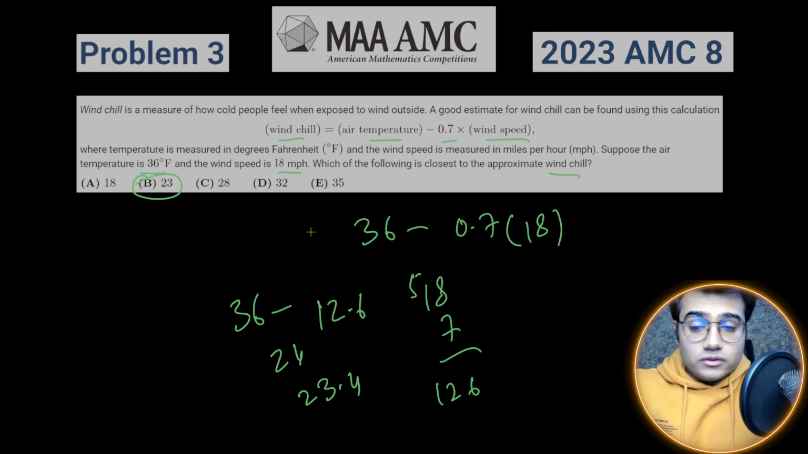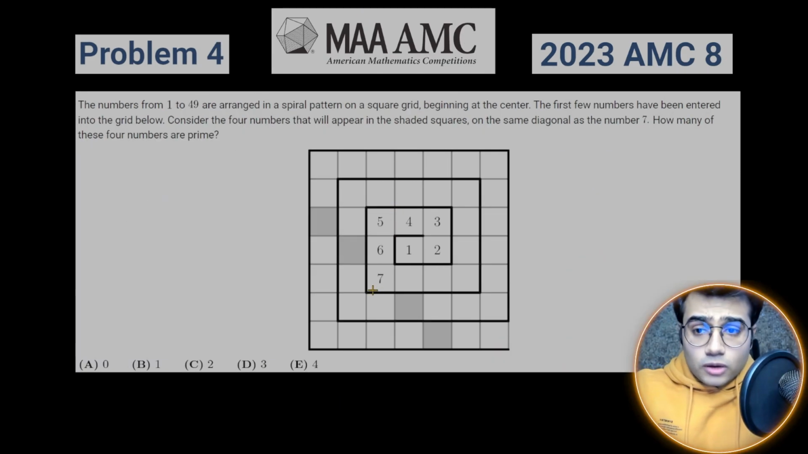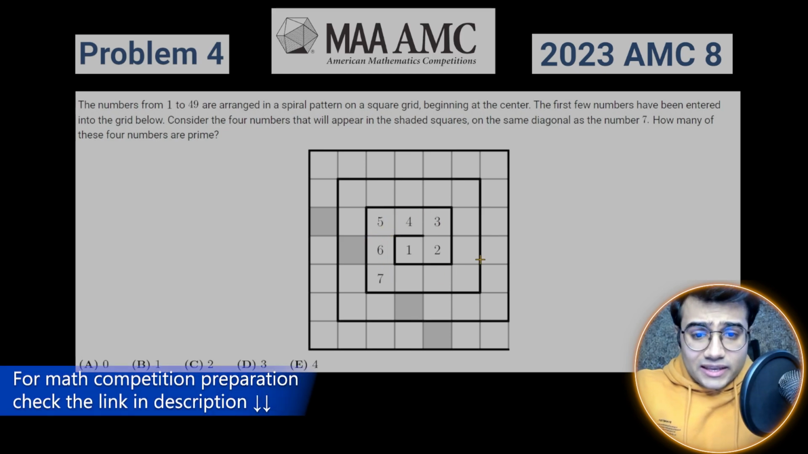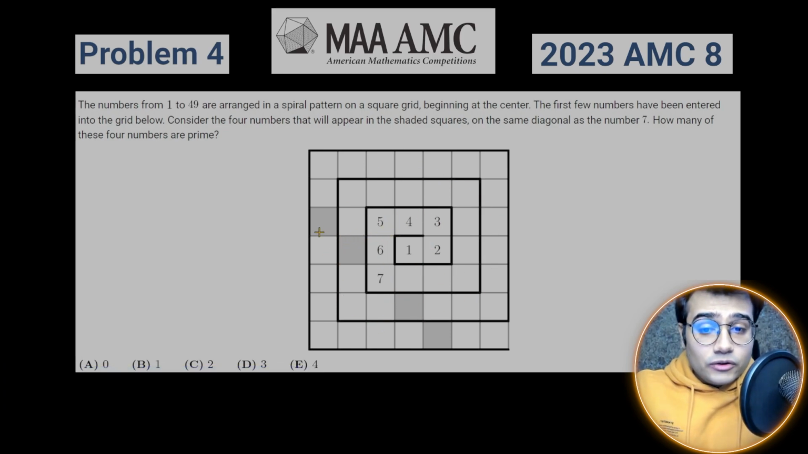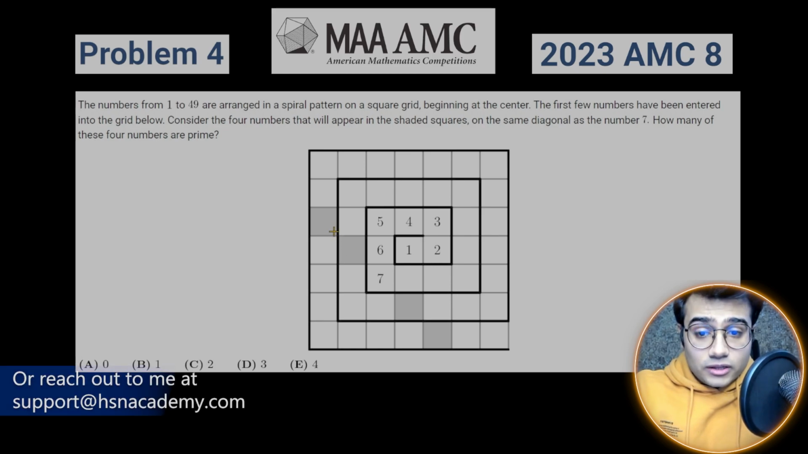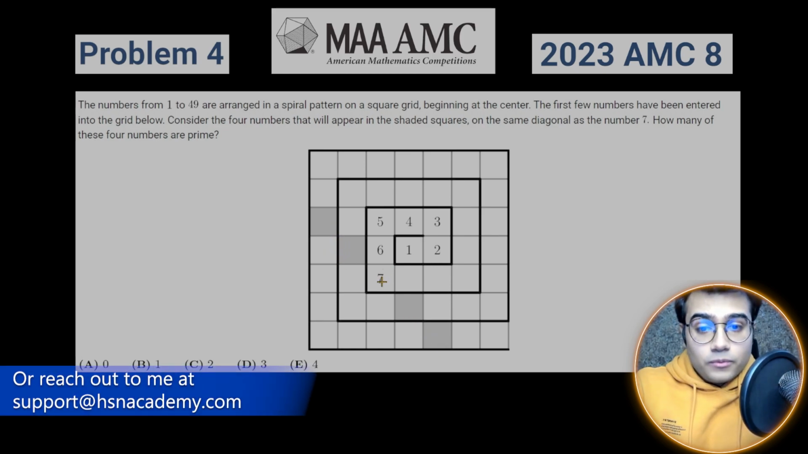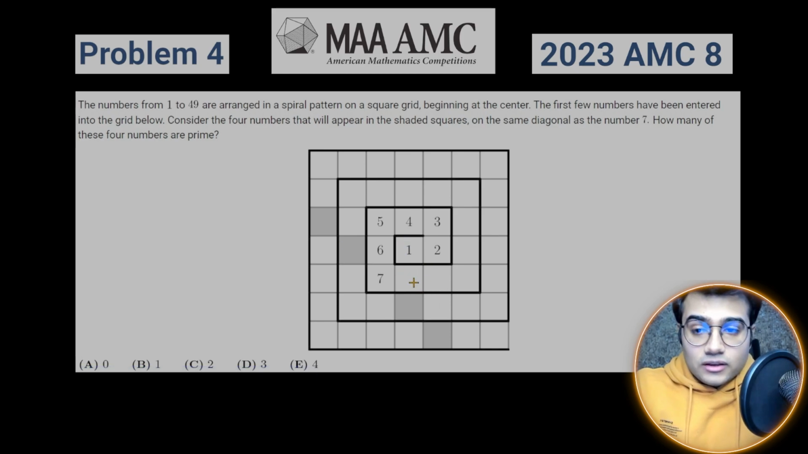So that's our answer. So in this problem, they are just writing out numbers in order from 1 onwards in this spiral pattern. And what they want us to do is find out how many of the numbers that appear on these gray squares are prime. So let's just count it out and let's see what we get on those boxes.